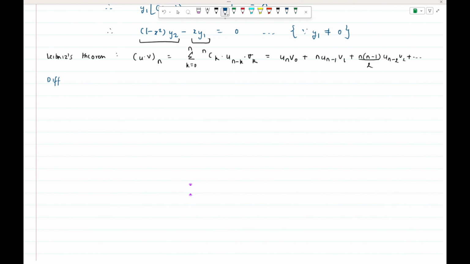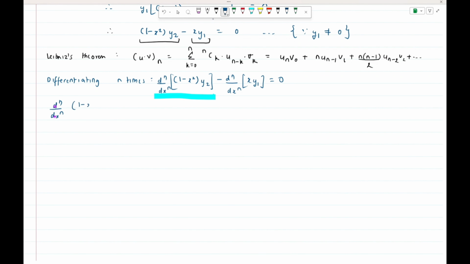So differentiating n times, we will be getting the nth order derivative of 1 minus x square y2, and over here the nth order derivative of x times y1 is equal to 0. So we'll be first talking about the first term. So let's first talk about the nth order derivative of 1 minus x square into y2.